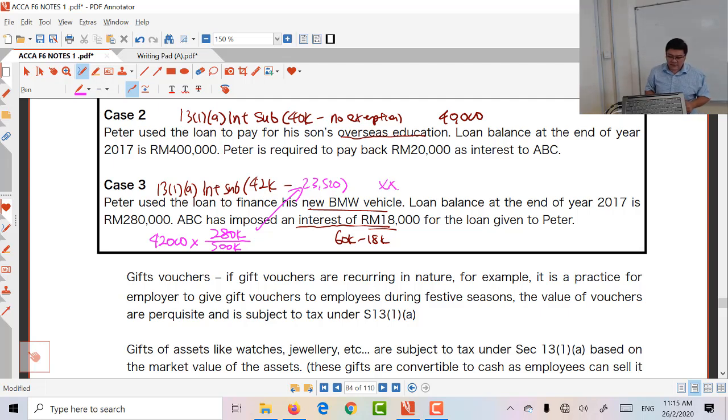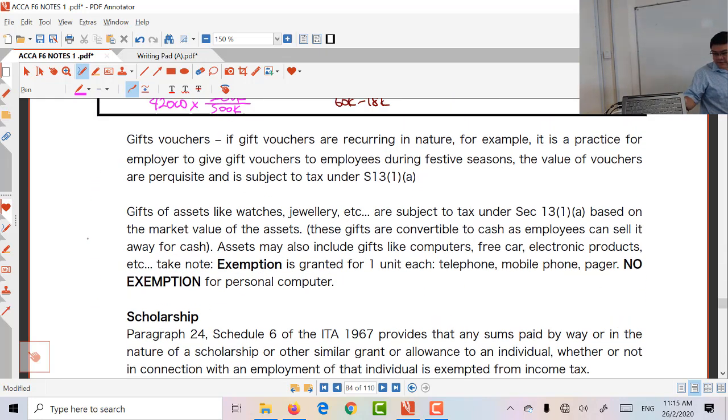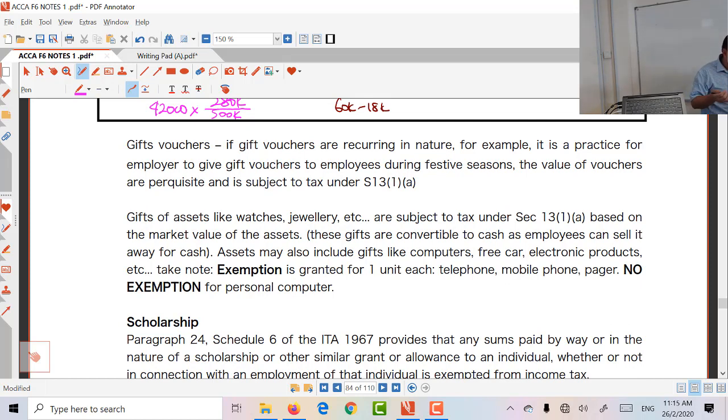Okay. All right. That's on the subsidized interest. Now, just a bit more. We also have gift vouchers. These must be vouchers that have money's worth, meaning it's worth money. Like I give you a voucher for Parkson. You can go to Parkson, do shopping, and pay with the voucher. So the value on the voucher is what we tax. If you got a voucher that is, let's say, 100 ringgit, then you tax 100 ringgit. Okay.